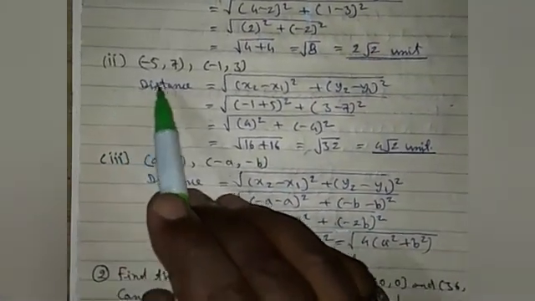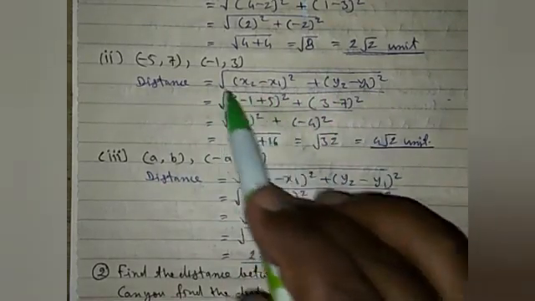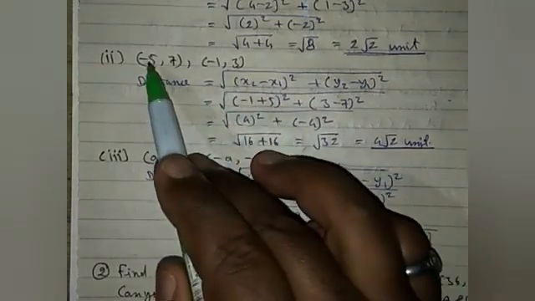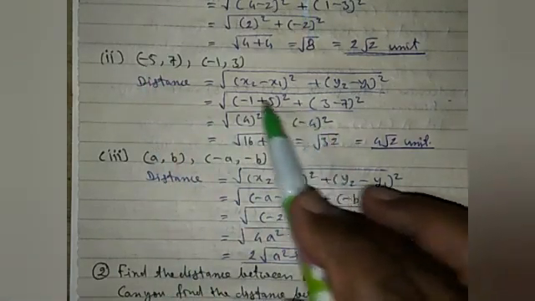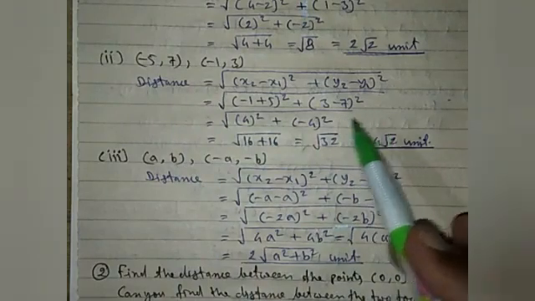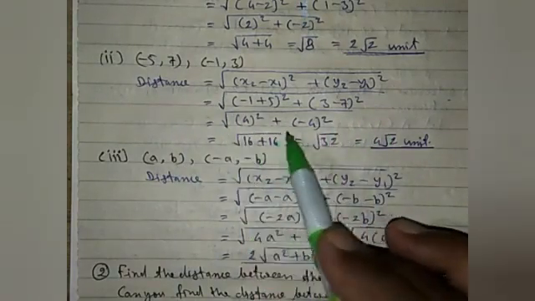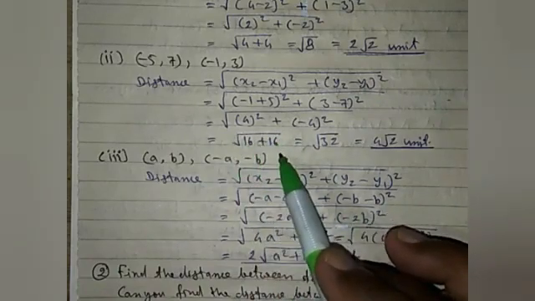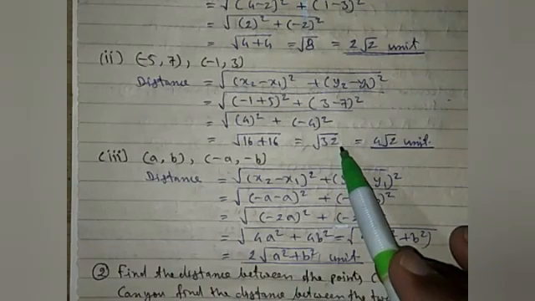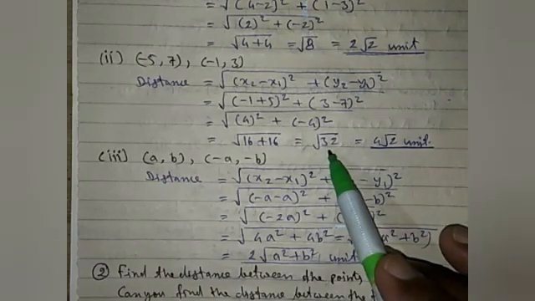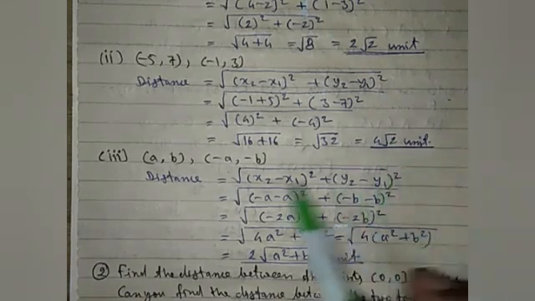Now in second part, using the distance formula, we have here under root (-1 minus of -5), that is (-1 plus 5) whole square plus (3 minus 7) whole square, that is equal to 4 square plus (-4) square, which is equal to under root 16 plus 16, that is 32. 32 means 16 into 2. So square root of 16 is 4. So it is equal to 4 under root 2 units.